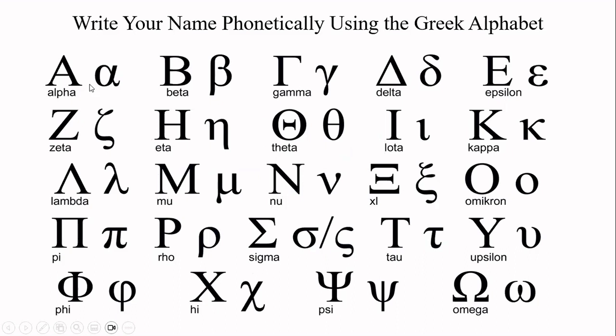Now that we've practiced a little bit with the sounds of each letter, go ahead and try writing your name using the Greek alphabet phonetically. Use the Greek alphabet and write what your name would be in Greek. Go ahead and pause the video so you can take a few moments to do this.